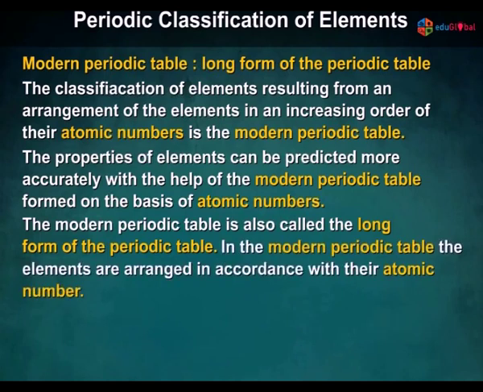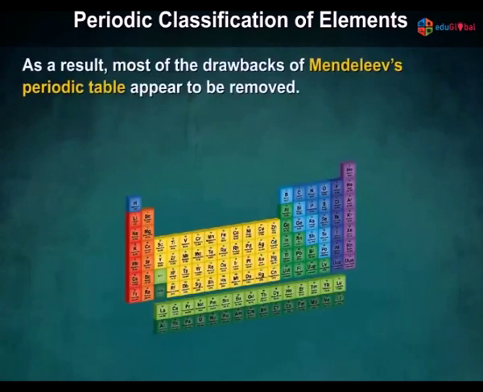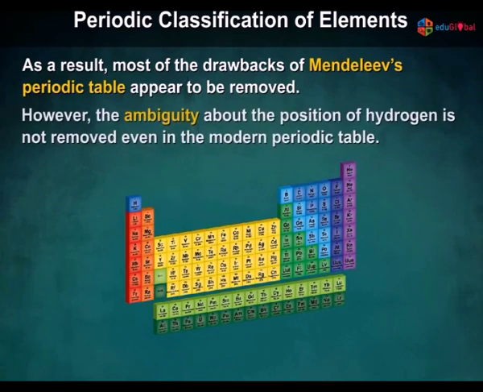In the modern periodic table, the elements are arranged in accordance with their atomic number. As a result, most of the drawbacks of Mendeleev's periodic table appear to be removed. However, the ambiguity about the position of hydrogen is not removed even in the modern periodic table.